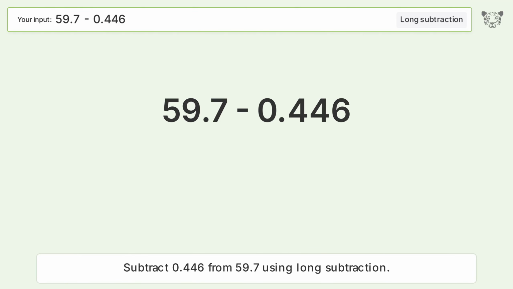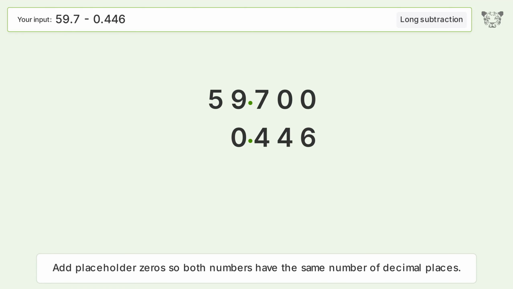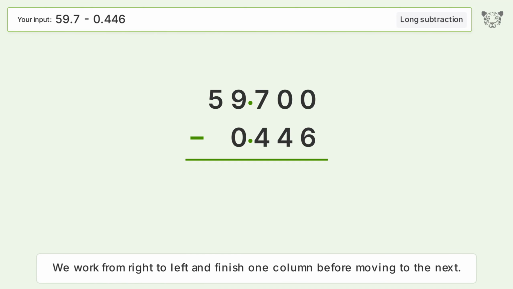Subtract 0.446 from 59.7 using long subtraction. Line up the decimal points in the same column. Add placeholder zeros so both numbers have the same number of decimal places. We work from right to left and finish one column before moving to the next.